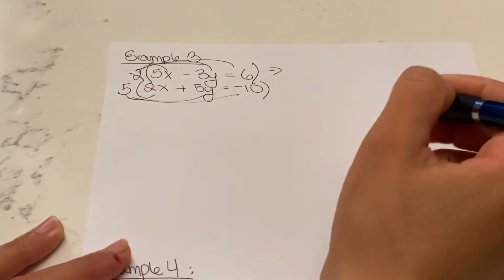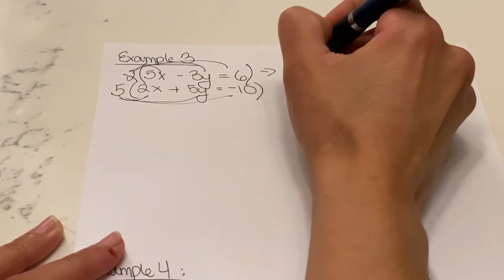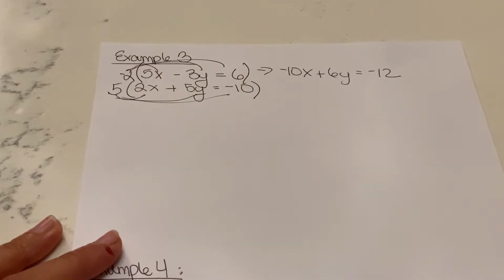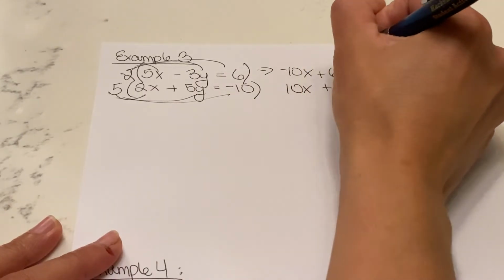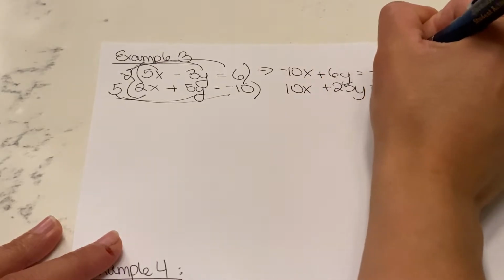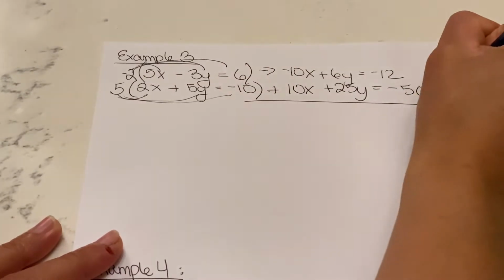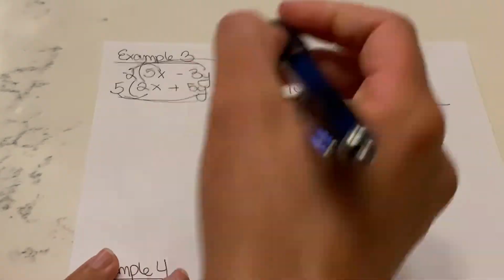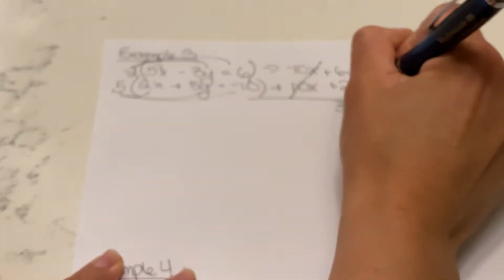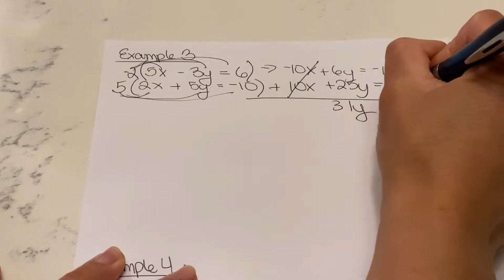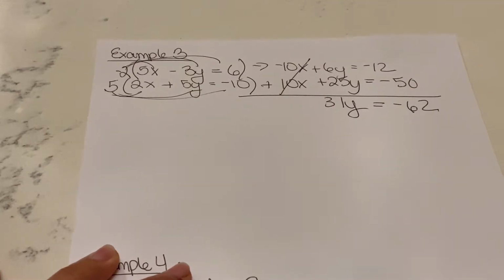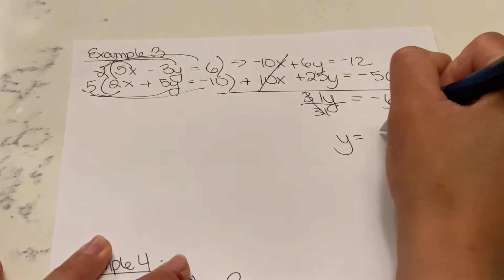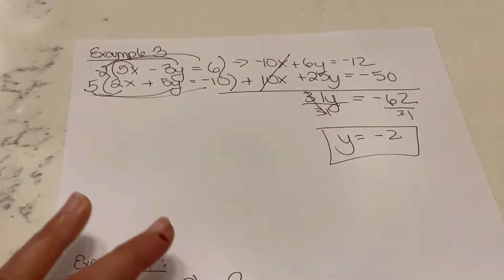You're going to distribute these numbers, all right? So I get negative 10x plus 6y equals negative 12. Then I get 10x plus 25y equals negative 50. All right? So as you see, I'm showing every single step. The x cancels. When I add straight down, I get 31y equals negative 62. So when I divide 31 to both sides, I get a negative 2 for the y.